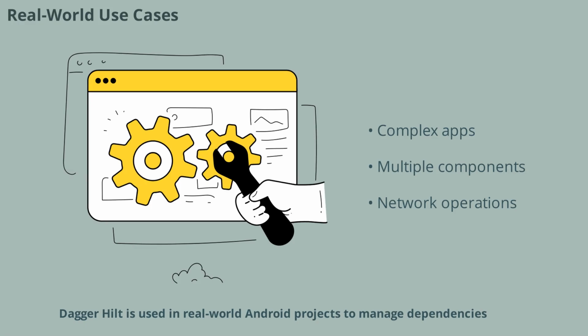Dagger Hilt is used in real-world Android projects to manage dependencies, optimize performance, and maintain modular architecture. Examples include apps with complex data flows, multiple activities and fragments, and heavy network operations. Understanding these use cases can help you apply Dagger Hilt effectively in your own projects.